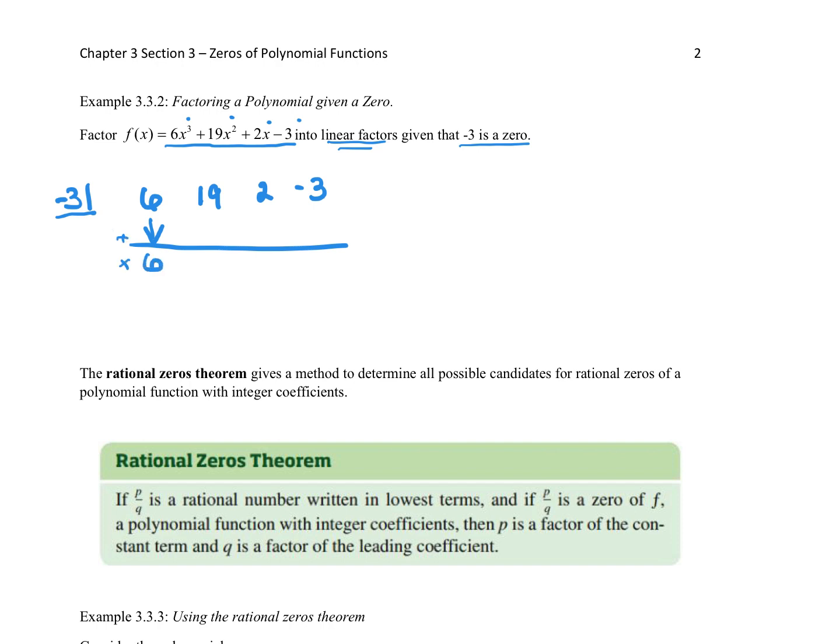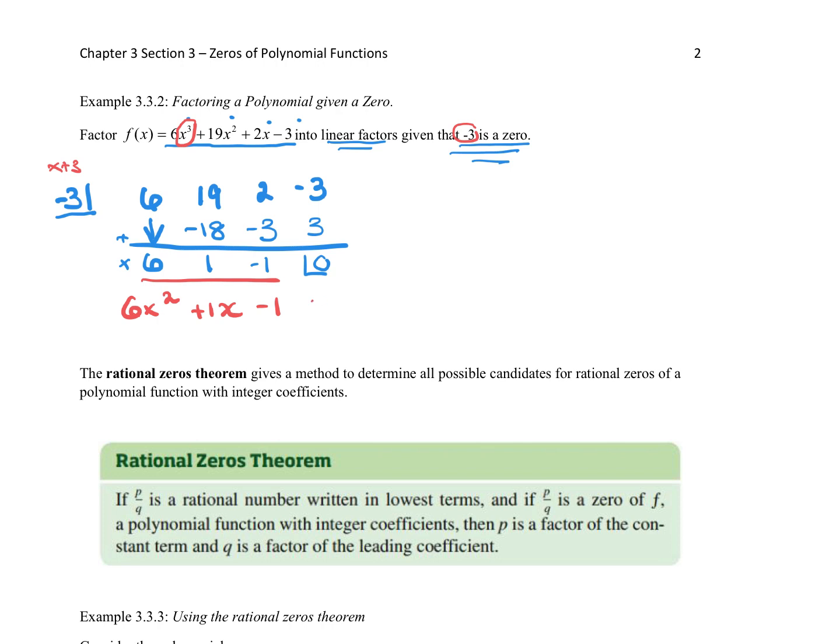Drop the 6 down. Negative 3 times 6 is negative 18. Positive 19 minus 18 is 1. Negative 3 times 1 is negative 3. 2 plus negative 3 is negative 1. Negative 3 times negative 1 is a 3, remainder of 0. And that should happen because they told us that this is a 0, so we should have gotten a remainder of 0. I started with an x cubed, and I pulled out a single x. This is like saying x plus 3. That takes these numbers down to a power lower, or a square. So this is a 6x squared plus 1x minus 1.